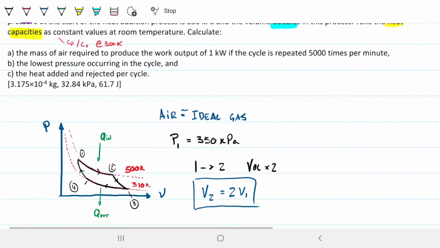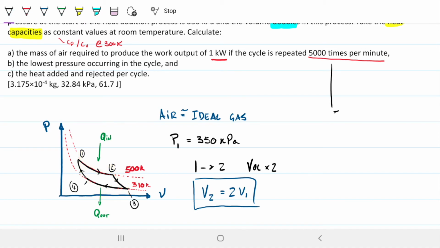We are to calculate the mass of air required to produce the work output of 1 kilowatt if the cycle is repeated 5,000 times per minute. So we have a cycle that's repeating. We go around, let's go yellow, 1, 2, 3, 4 back to 1, and that's one cycle. And we're doing that 5,000 times every minute. So we can write that as 5,000 rotations per minute, rotations being one cycle, or perhaps 5,000 cycles per minute, whatever rocks your boat.